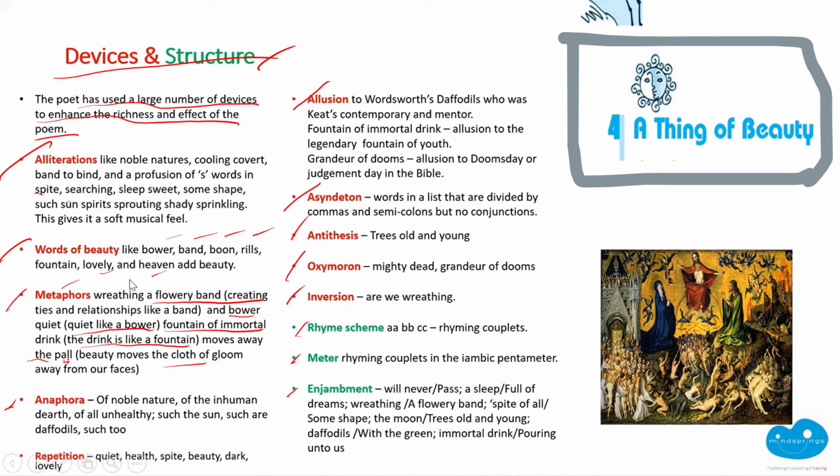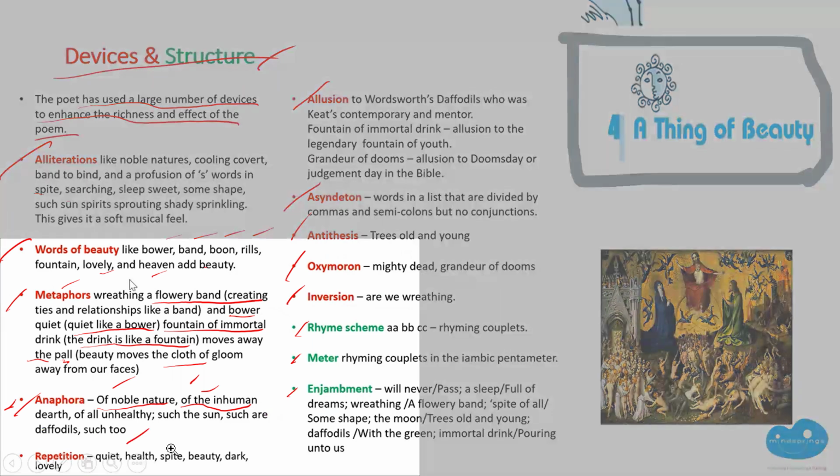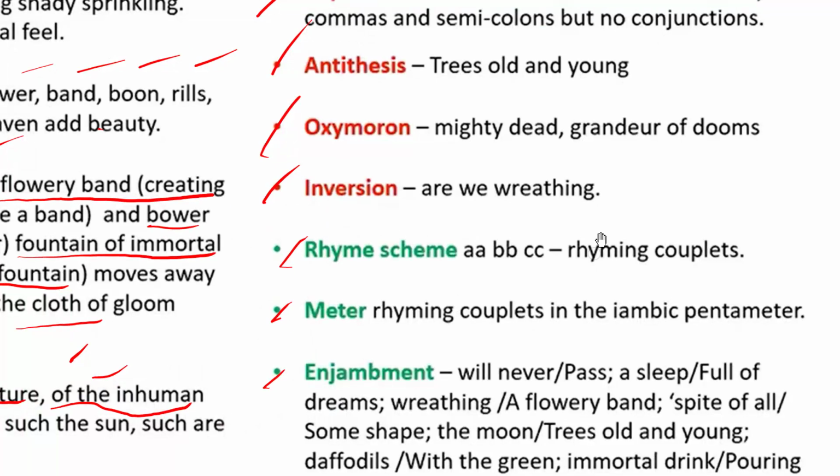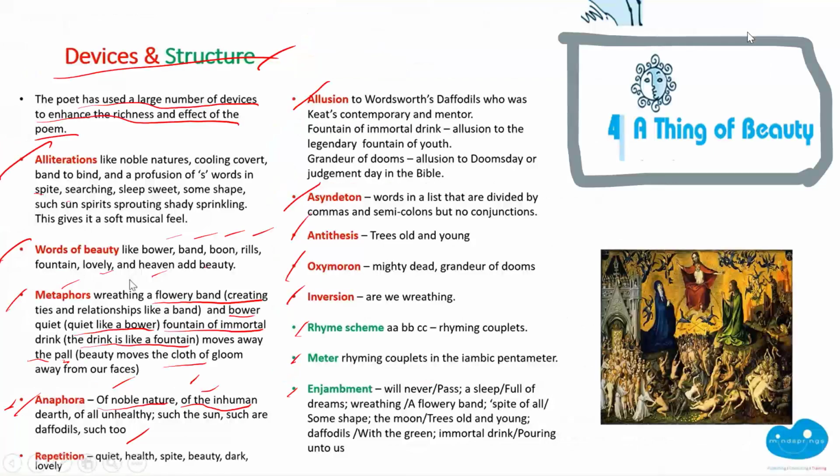So anaphora is "of noble nature, of the human, inhuman," beginning with "of." That is anaphora. "Of unhealthy, such the sun, such a double, such to." Repetition, quiet, health: a certain sound and repeated words. That means that they are important.